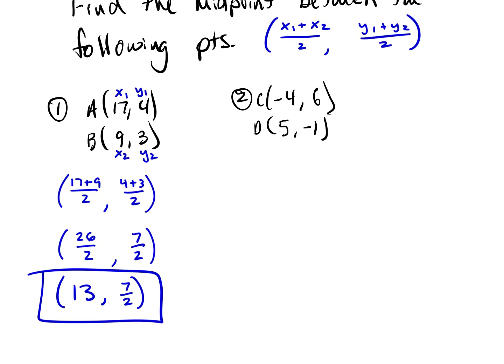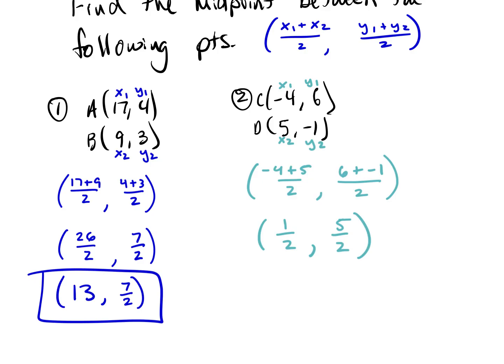Let's do 2. So I'm going to label my points x1, y1, x2, y2. So x1 plus x2 would be negative 4 plus 5 over 2. y1 plus y2 would be 6 plus negative 1 over 2. What's negative 4 plus 5? So we get 1 over 2 for our x. And then what's 6 plus negative 1? 5 over 2 for our y. Can we simplify either one of these? Nope. So this would be our answer.